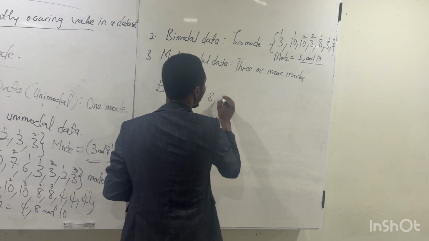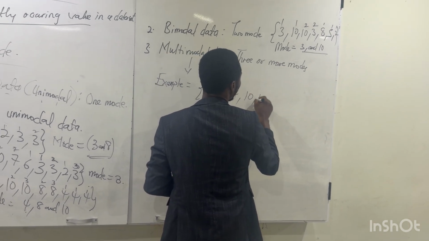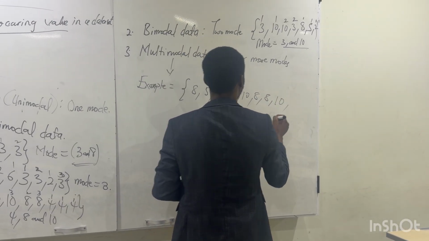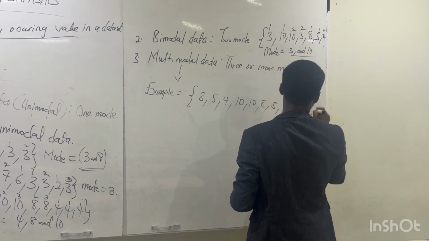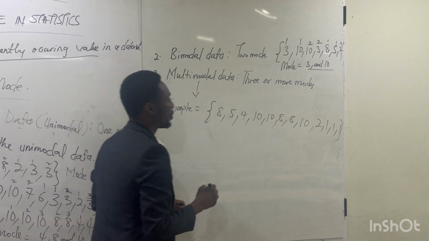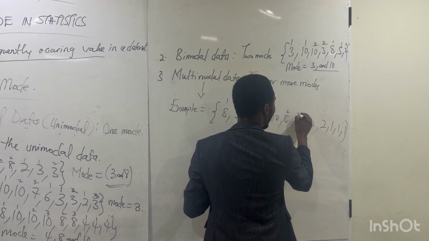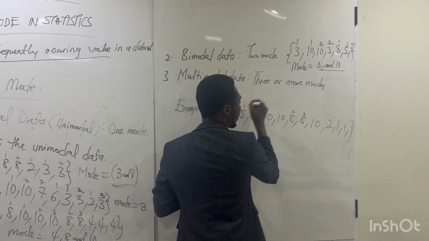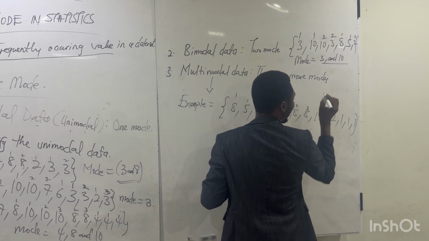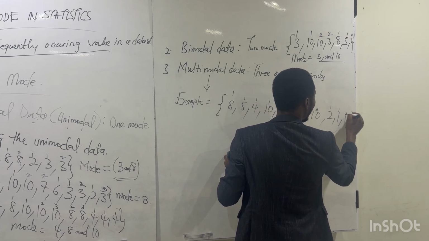So 8, 5, 4, 10, 10, 8, 8, 10, 2, 1, 1, 1. Let's look at this data set. 8 is occurring 3 times. 5 is occurring once. 4 is occurring once. 10 is occurring 3 times. 2 is occurring once. 1 is occurring 3 times.